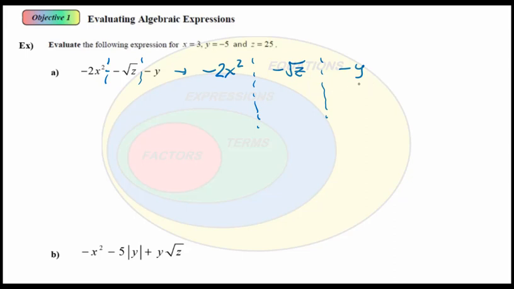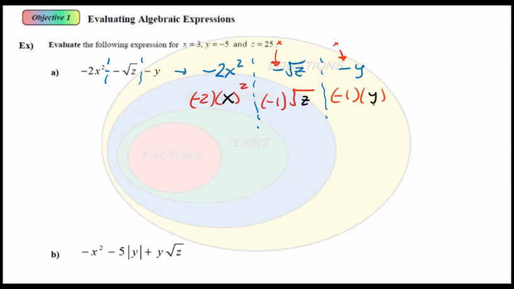So I have three terms. The factors of the first term are -2, and then a factor of x squared. The x that's squared, I'm going to look at as basically one factor that's squared. In the middle term, again, I have an outside negative sign, so that's a factor of -1. And then I have this square root factor, so the square root of z is another factor. And then in the last term, again, I see this negative on the outside of y, so that's a factor of -1, and then I have a factor of y.